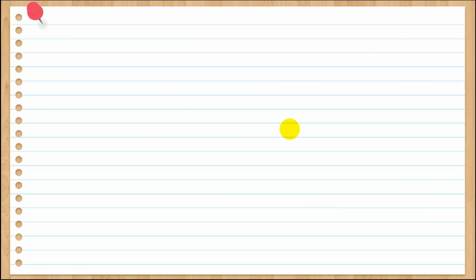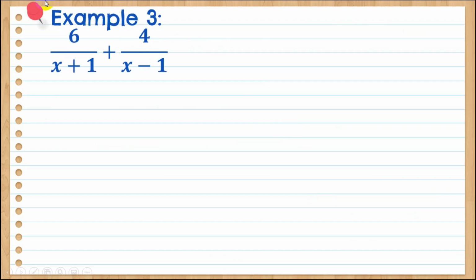Let's have our example number 3. So, we have here 6 all over x plus 1 plus 4 all over x minus 1. Same steps to follow. LCD po muna tayo. And as you can see, denominator 1, wala naman ng ibang factors. And sa denominator 2, wala ring ibang factors. So, automatically, silang dalawa yung magiging LCD natin.